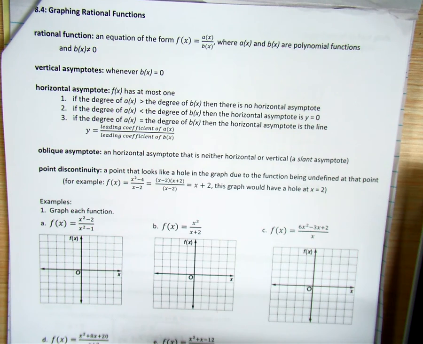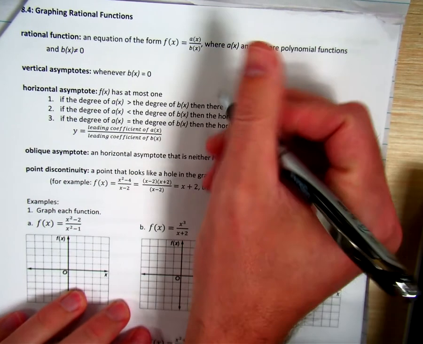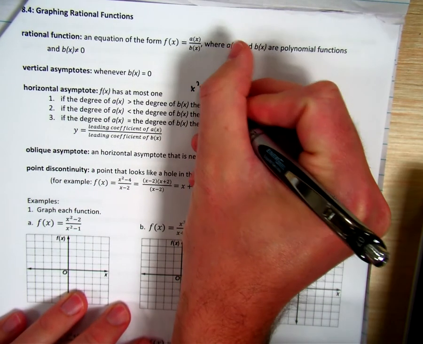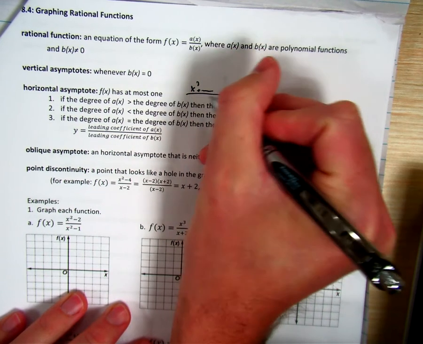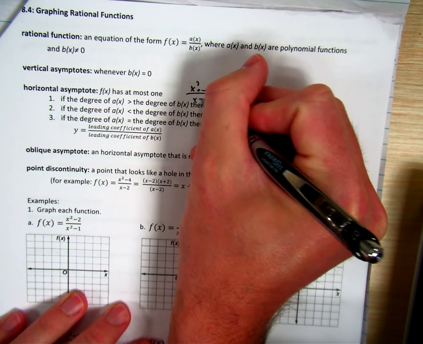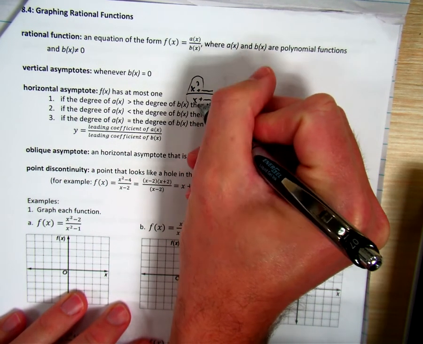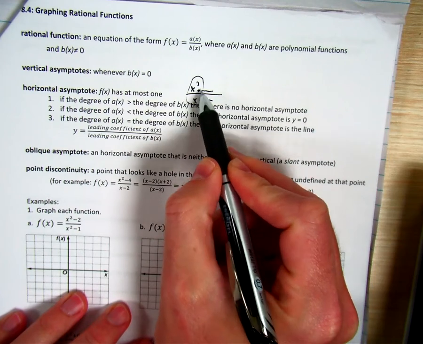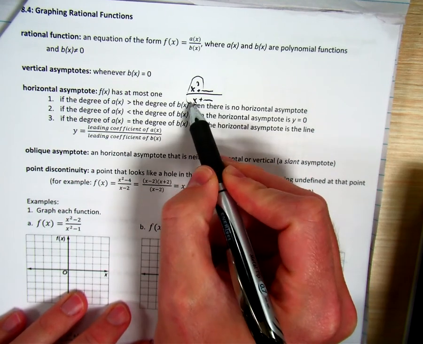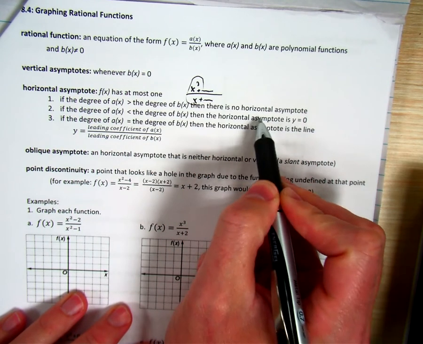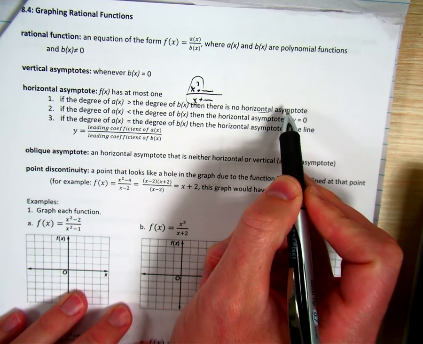If the degree of the top is bigger than the degree of the bottom, then there is not a horizontal asymptote. So if the top is, say, like x to the third plus whatever, and the bottom is like x plus whatever, the top is bigger, x to the third is going to have a higher degree than x, there will not be a horizontal asymptote.